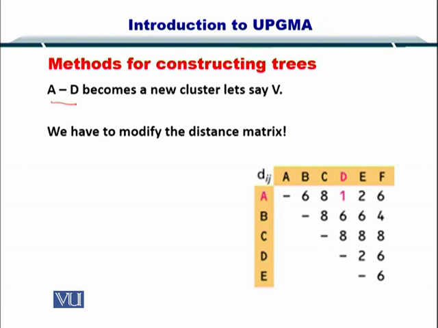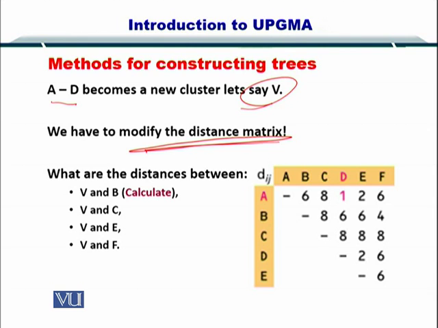Since A and D became a new cluster V, we have to modify the distance matrix. By combining the distance matrix with V, we need to compute the distance between V and B, V and C, V and E, V and F, because A and D are eliminated. So this entire row will be eliminated. So let's see how it looks.